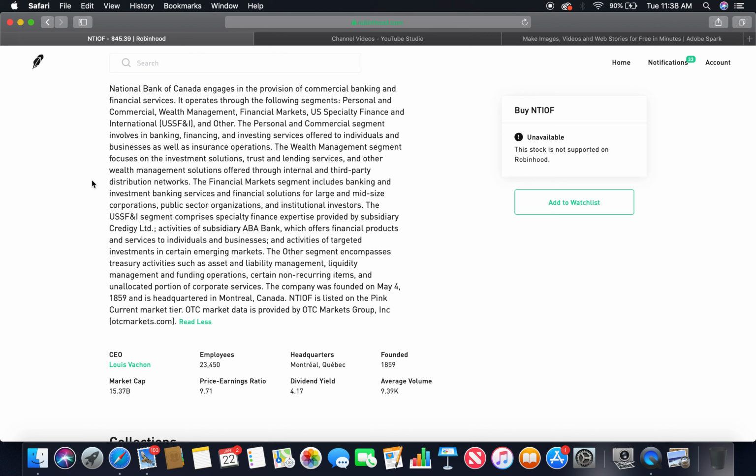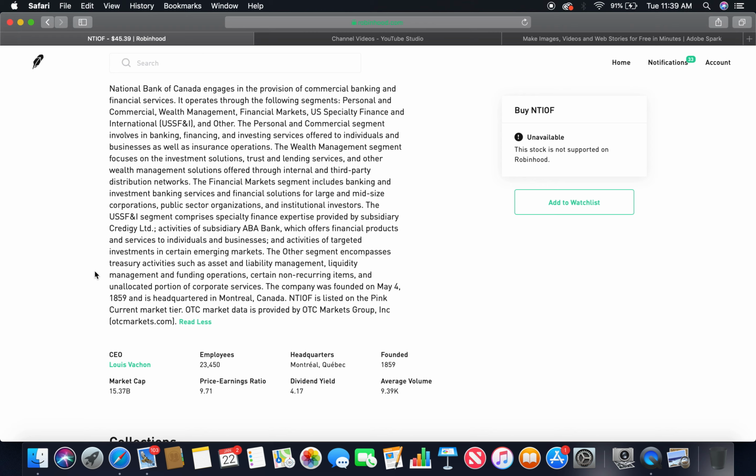The financial market segment includes banking and investment banking services and financial solutions for large and mid-sized corporations, public sector organizations, and institutional investors. The USSF&I segment comprises specialty finance expertise provided by subsidiary Credigy Ltd, activities of subsidiary ABA Bank, which offers financial products and services to individuals and businesses, and activities of targeted investments in certain emerging markets. The other segment encompasses treasury activities such as asset and liability management, liquidity management, and funding operations, certain non-recurring items and the unallocated portion of corporate services.